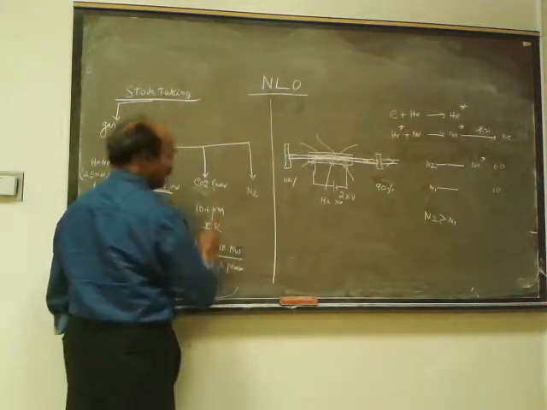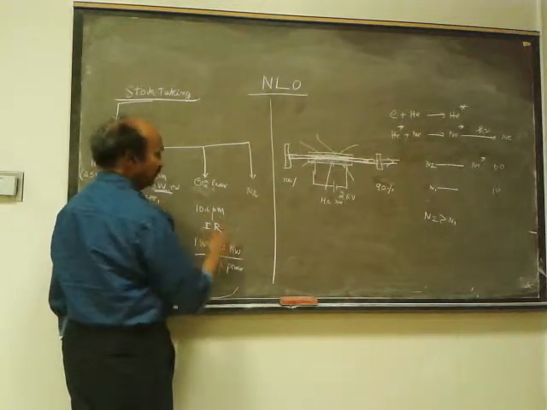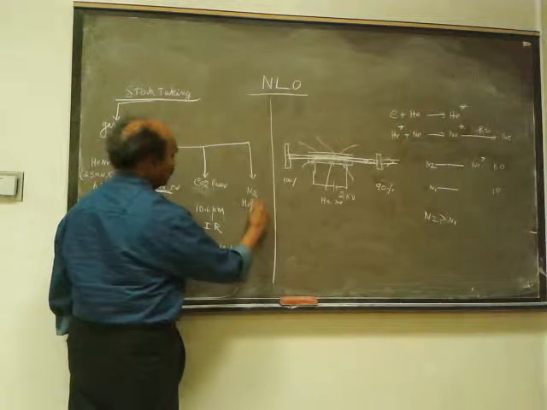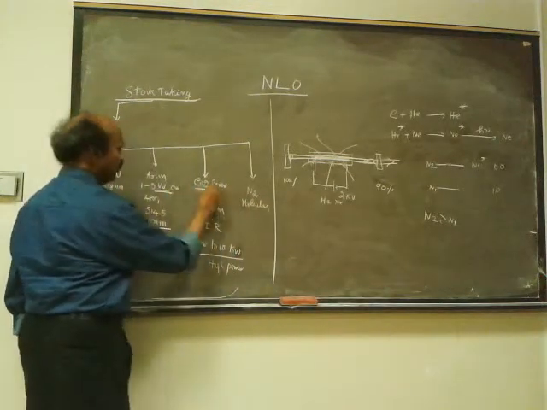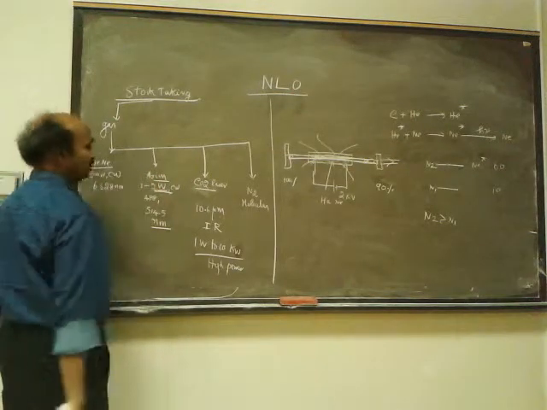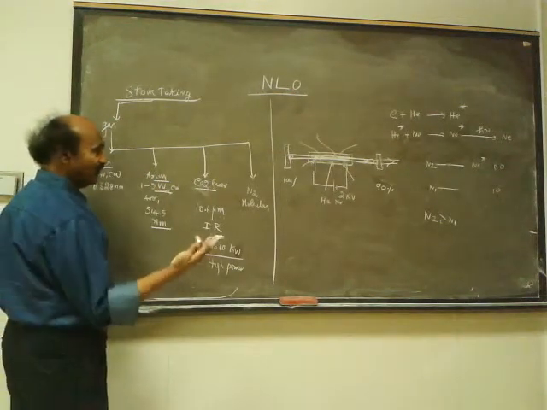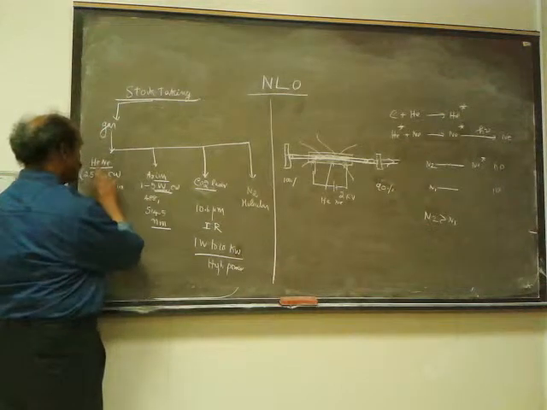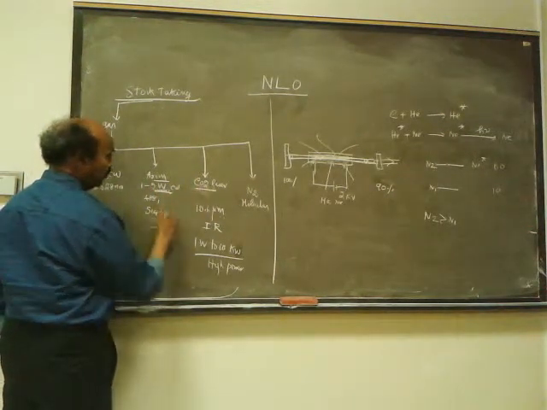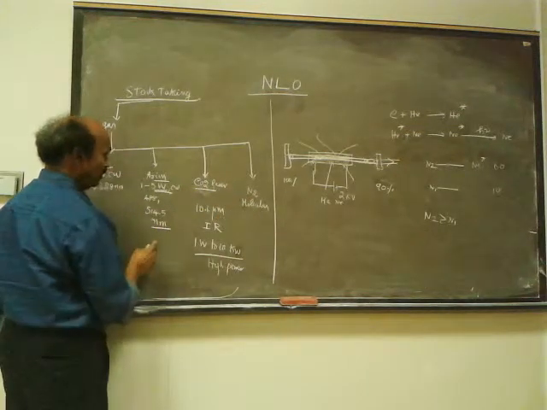Coming back to this one, this nitrogen laser is a molecular laser. This is also a molecule. This is an ion. This is a neutral atom. Look at this one. You have all the varieties now: neutral atom, ion, molecule. This is also a molecule.